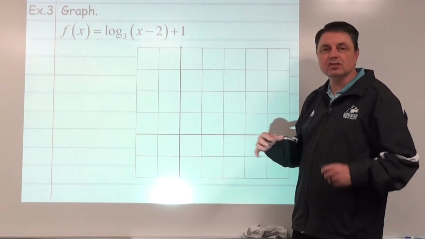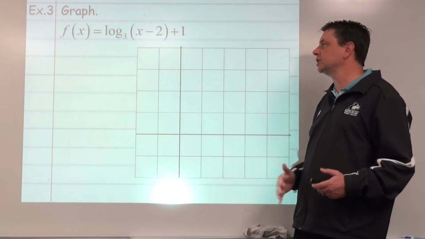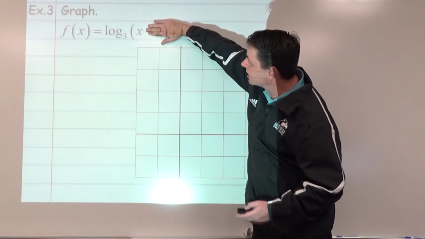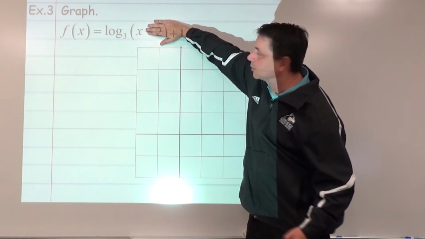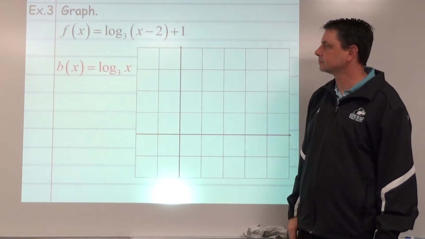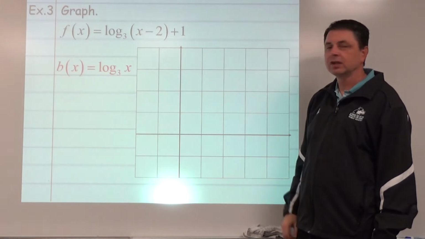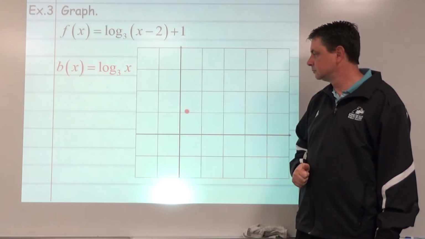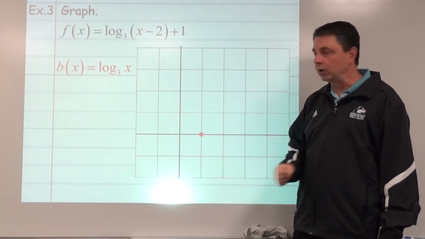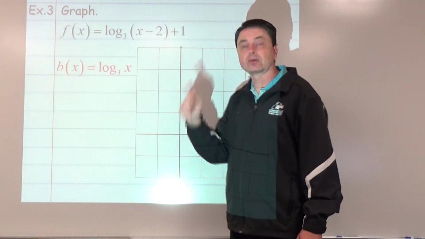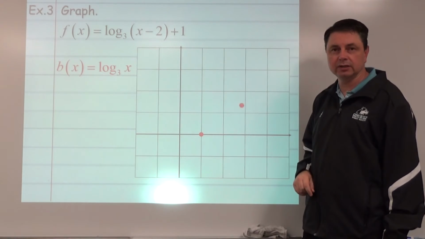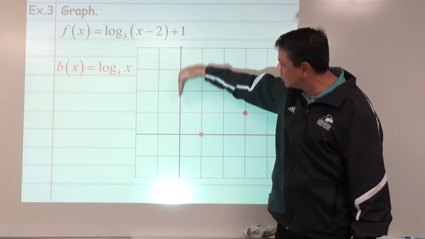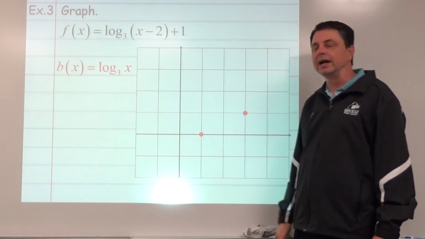Example number 3, let's graph a log graph with some transformations. Start with the base graph first. So we're going to graph that one first, log base 3 of x. So remember our key points. 1, 0. Base, 1. Since our base is 3, 3, 1 is going to be the second point. Draw the curve. Since it's a base graph, it's going to be dotted. It's going to get close to but not touch the y-axis.